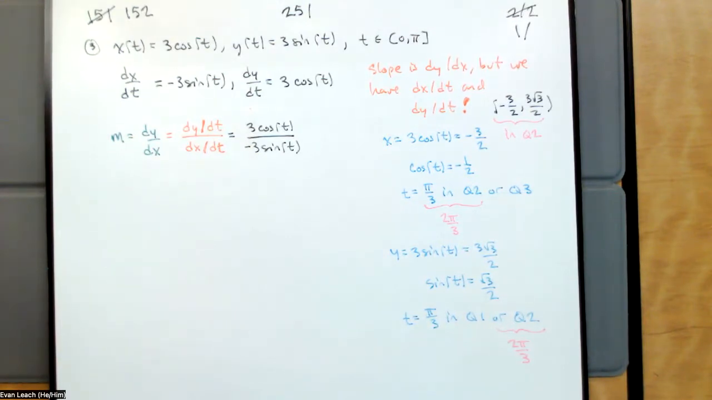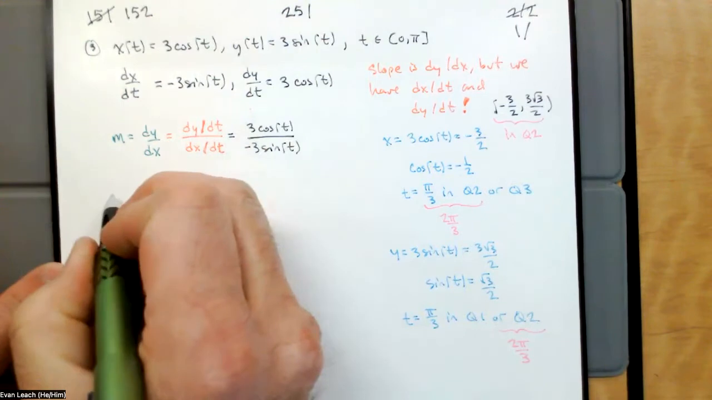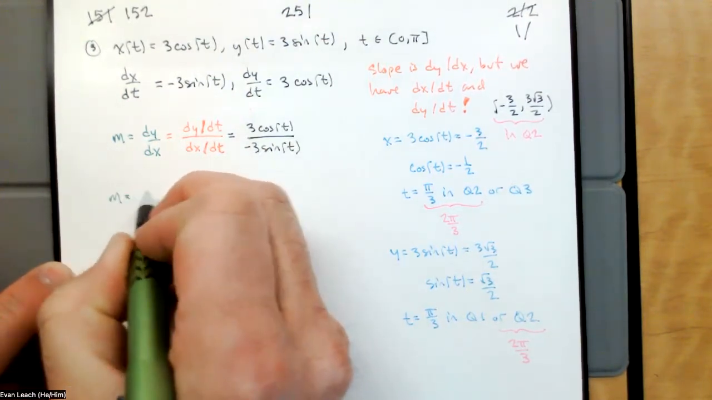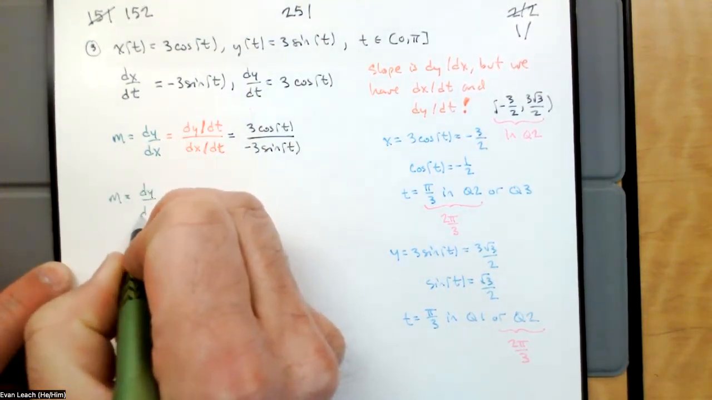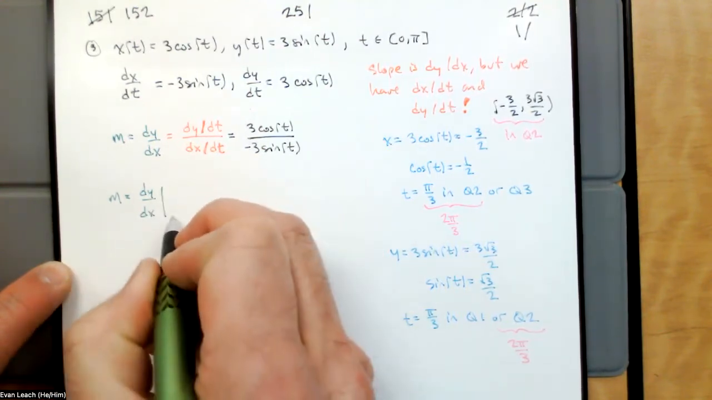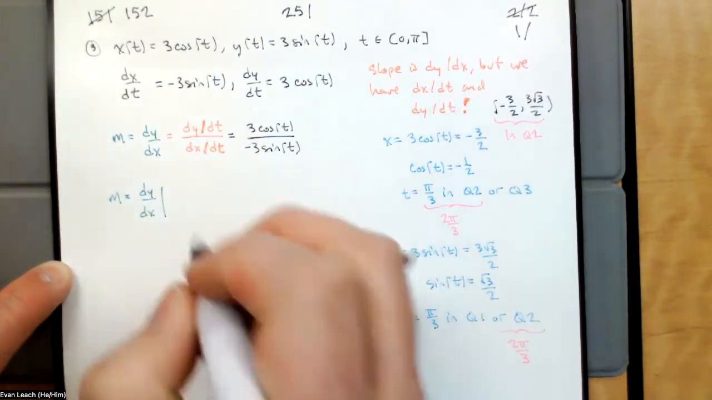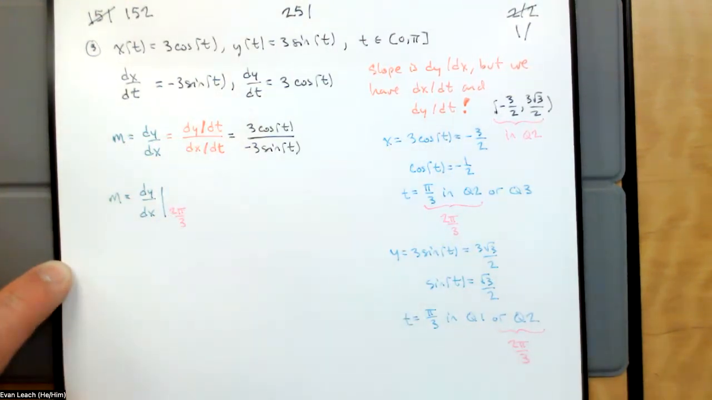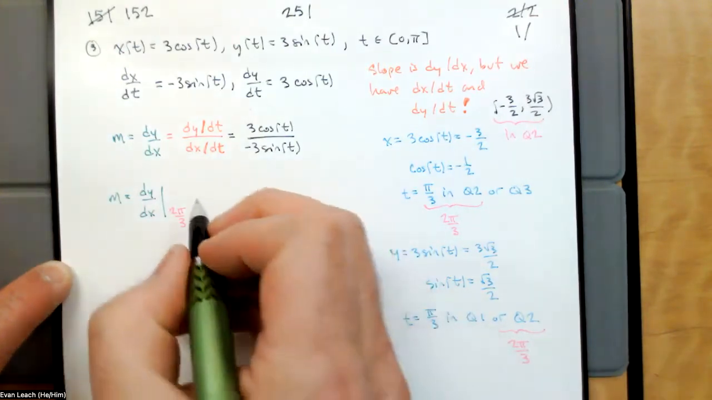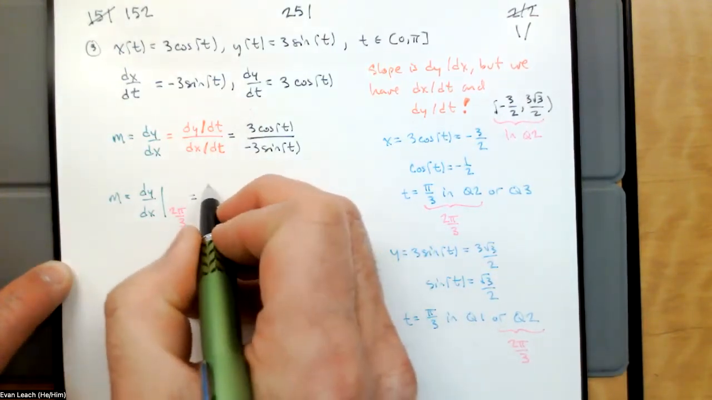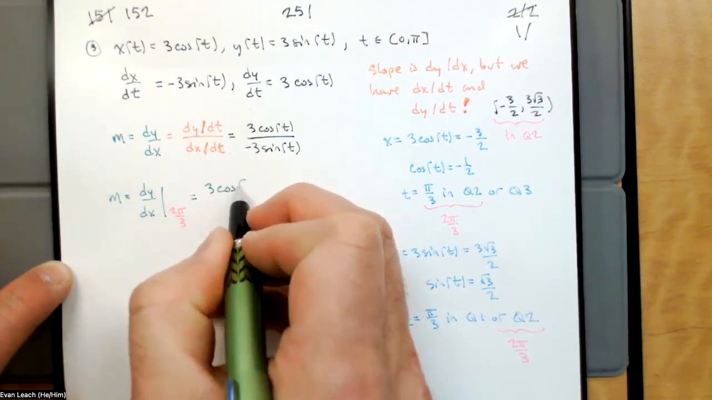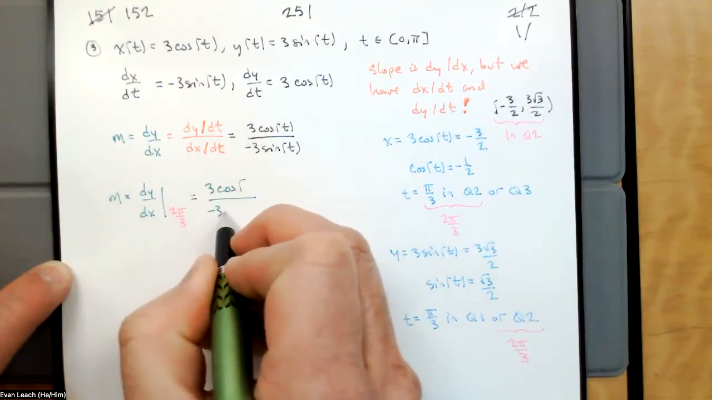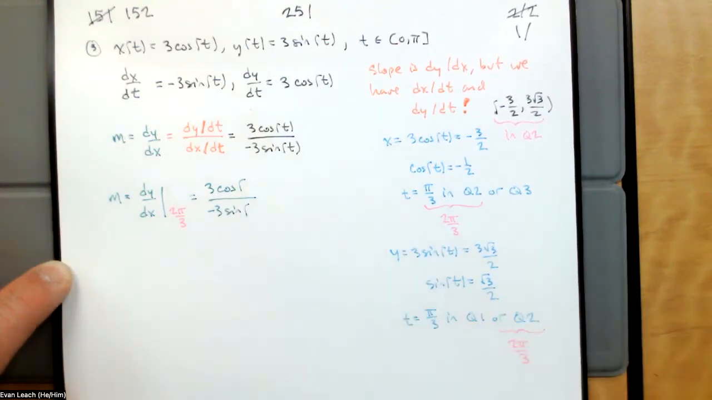But now we want the slope at this point, so we'll evaluate the slope at 2 pi over 3. So the slope is going to be dy/dx evaluated at 2 pi over 3. That's going to be 3 times the cosine of 2 pi over 3 over negative 3 sine of 2 pi over 3.